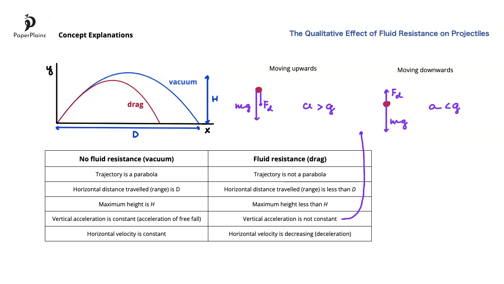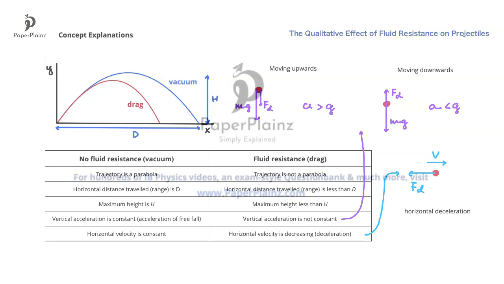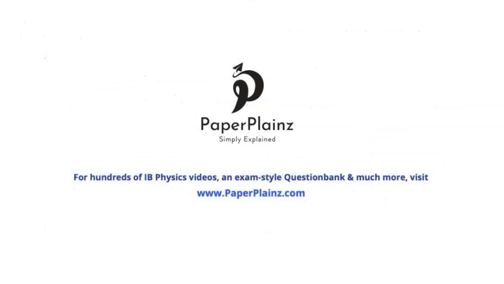Finally, let's see why the projectile experiences horizontal deceleration. While the projectile is in the air, it has some horizontal velocity. As a result, a drag force acts on the projectile in the opposite direction. Since this is the only horizontal force that acts on the projectile, logically, the projectile experiences deceleration. So with this, we have completed our learning about the qualitative effect of fluid resistance on projectiles.